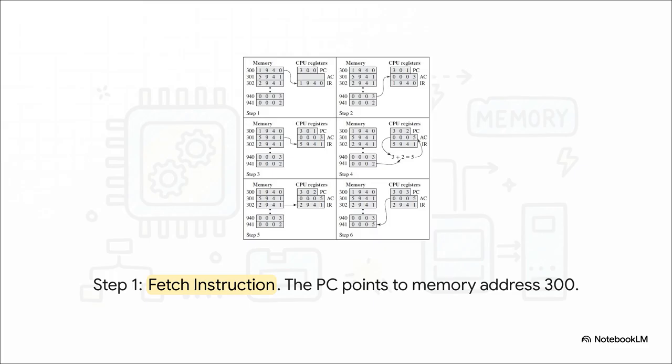The program counter, that's our bookmark, is pointing to memory address 300. So the CPU goes to that spot and fetches the instruction it finds there, which is the number 1940. It then puts that instruction into the instruction register so it can figure out what to do next.